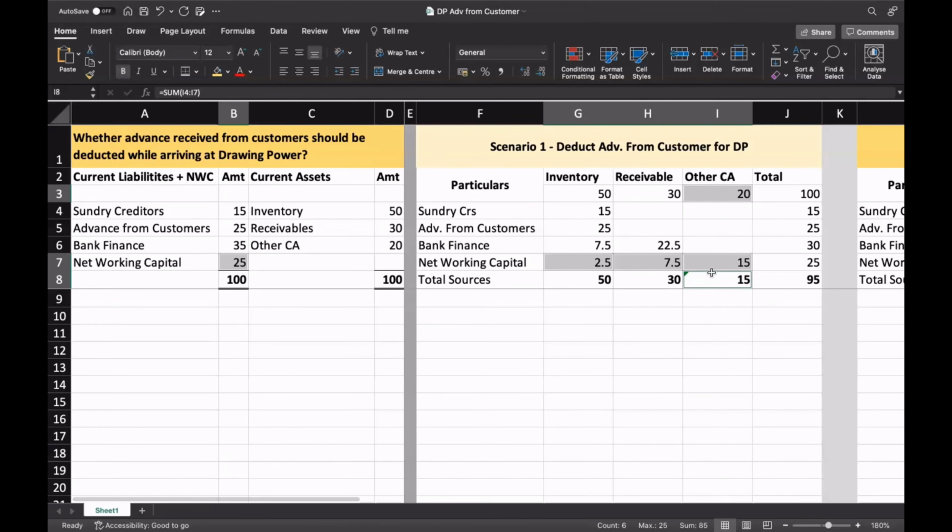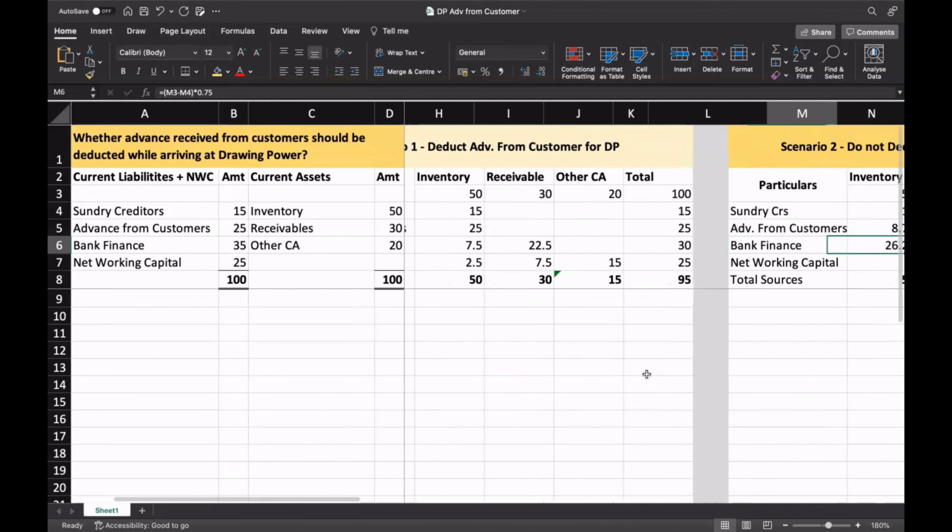Why did this happen? Look at the bank finance. What is used here is only 30 out of 35. So there is a gap of 5, and that gap is now causing some problem for this other current assets buildup. And why did all this happen? It all happened because we deducted the advance from customers while arriving at the drawing power and the eligible bank finance disbursement. So this is scenario 1, and the outcome is that deducting the advance from customers is causing some kind of mismatch. So what should happen? Let's see.